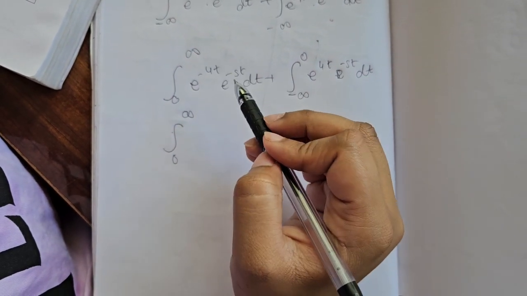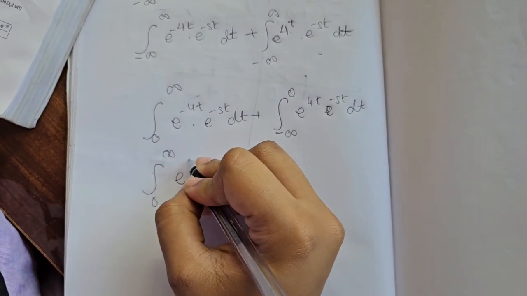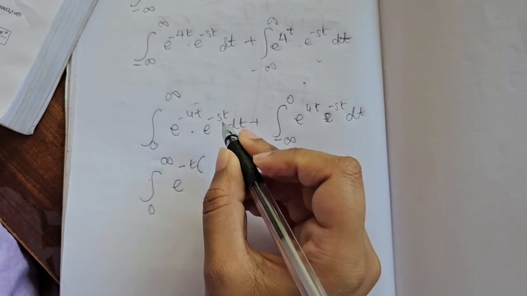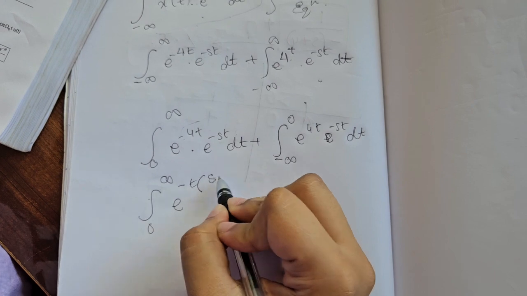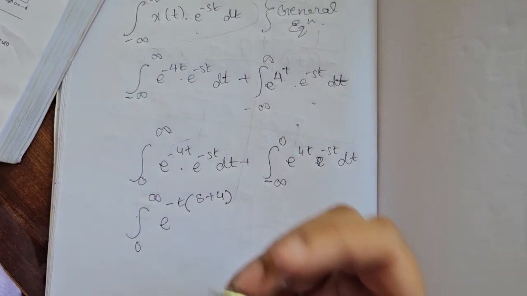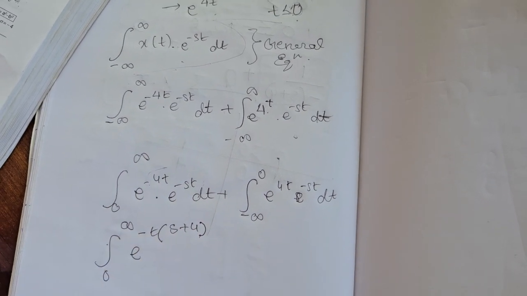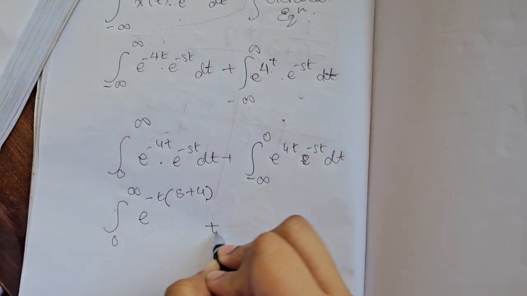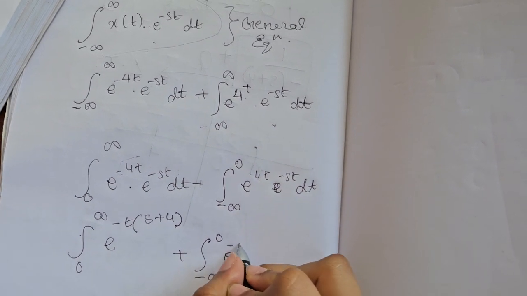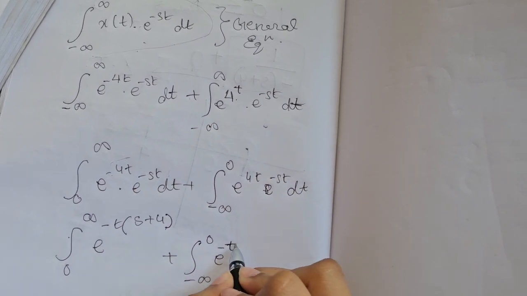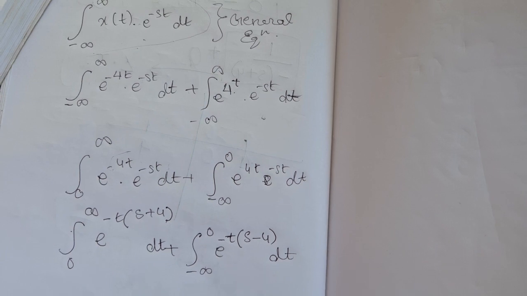We have e raised to minus 4t, and because it's multiplied, you can just add the exponents. So I'm going to take minus t common, and because I've taken minus t common, I can put 4 plus s, or s plus 4. Try to keep your s on the left side. Even though it's written like this, trust me, putting the s first is way easier later on. If I take minus t out here as well, then I have s minus 4, dt. Let's not forget that.